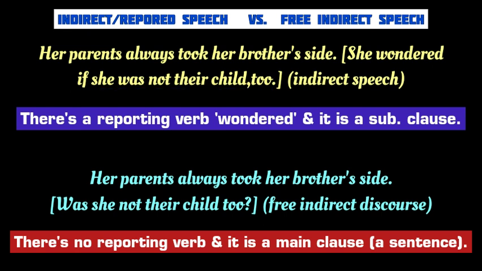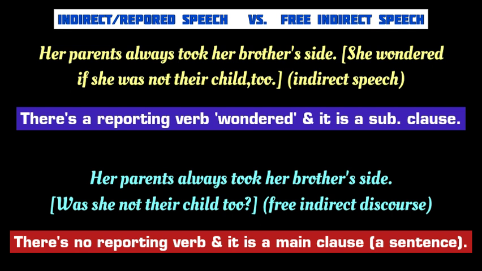Now look at the second example. Her parents always took her brother's side. Was she not their child too? Now in this mode of speech, we notice that there is no reporting verb here. And the interrogative sentence, was she not their child too, is not a subordinate clause. Obviously, this is an example of the free indirect speech.